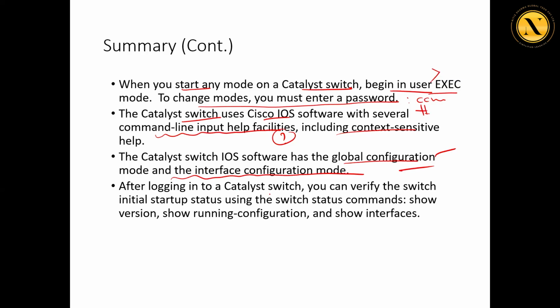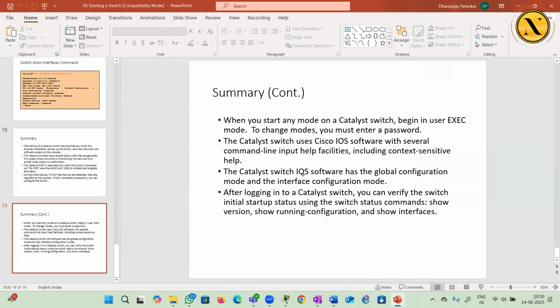After logging into a switch, you can verify the switch initial startup status, right? Using the switch status commands like show version, show run, show interfaces, show VLANs, show VLAN brief, right? Show spanning tree, right? So many commands. Show etherchannel summary. Okay. Not everything is mentioned here. So we are just revising it, right?